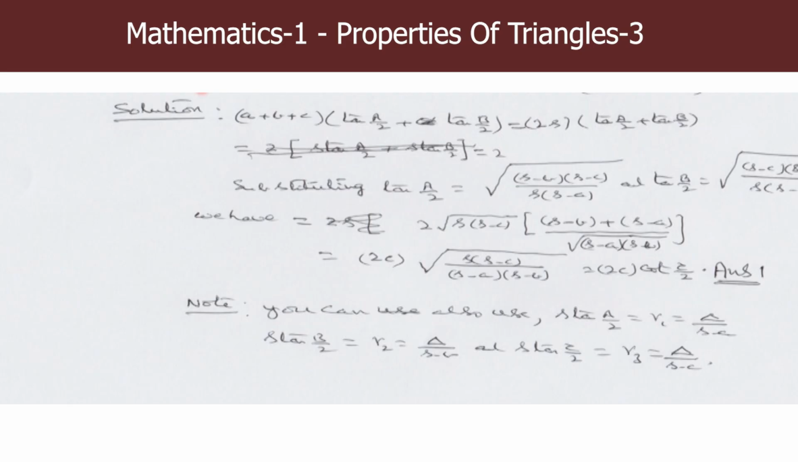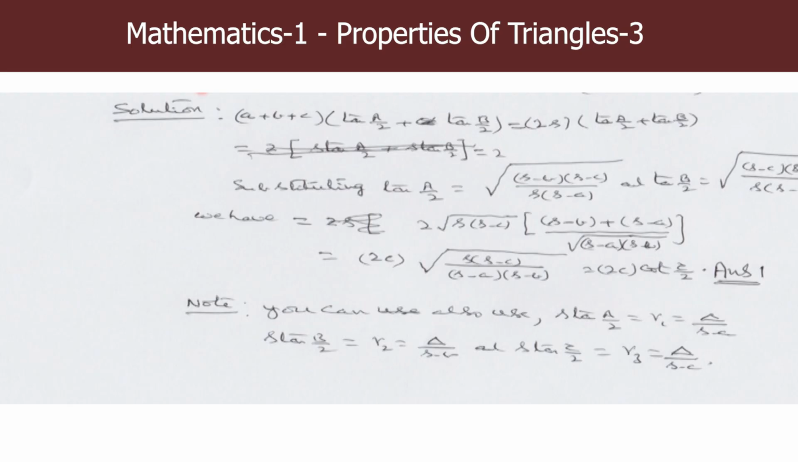Now, substituting tan A by 2 is square root of (S minus B)(S minus C) by S(S minus A), and tan B by 2 is equal to square root of (S minus C)(S minus A) by S(S minus B). You will get that the given expression is equal to 2 into square root of S into (S minus A), of course by taking common (S minus B) plus (S minus A), by root over (S minus B)(S minus C) into (S minus A)(S minus B). So that is nothing but 2C into, please see, 2S minus A minus B, which is nothing but C.